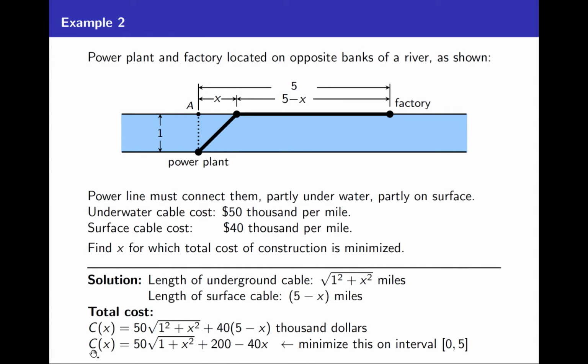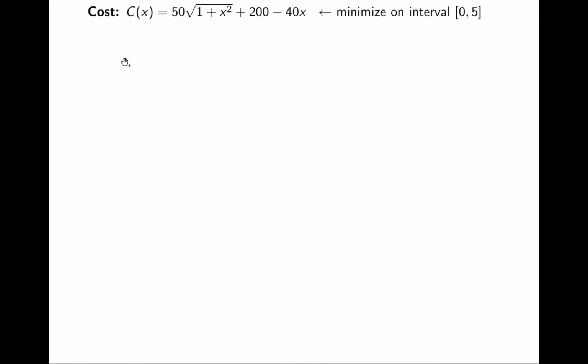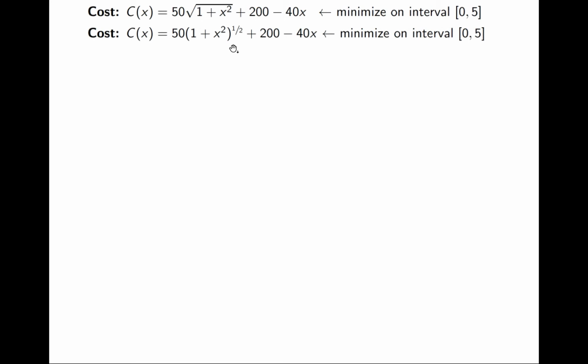So going forward, I'm just going to copy over this line in the next slide up at the top. We've got a cost function. C of x is 50 square root of 1 plus x squared plus 200 minus 40x. We want to minimize that on the interval from 0 to 5. Well, you know you're going to take a derivative, so before we do that, let's just convert that radical to a power because you're expecting to use the power rule here.